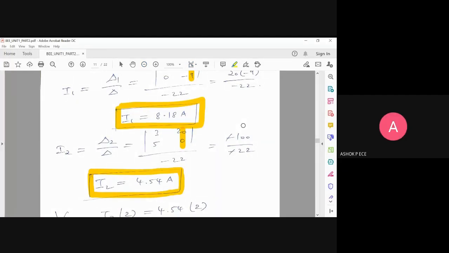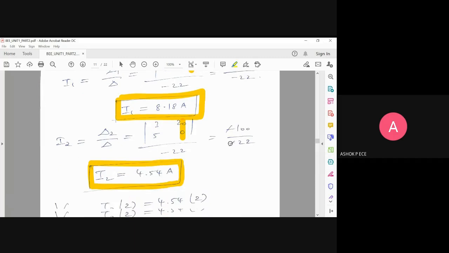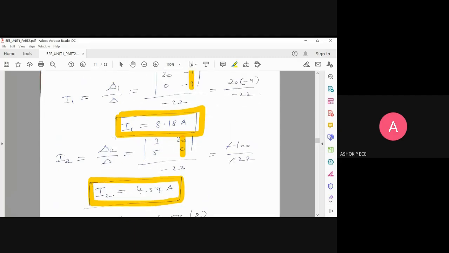This is very easy. This should be very simple for you to solve. Just find the determinant, dividing. That's all. And anybody did by elimination method or substitution method? Are you getting the same answer? Yes, sir.